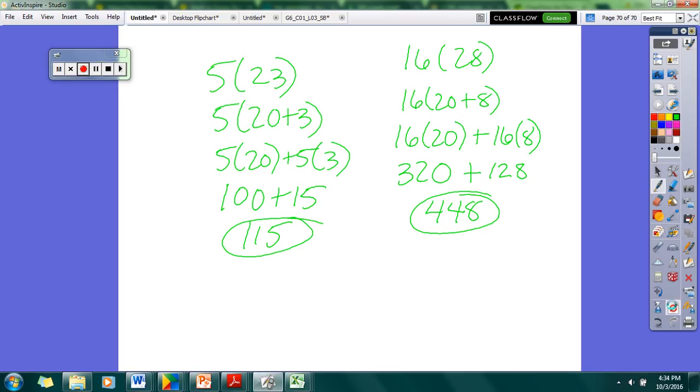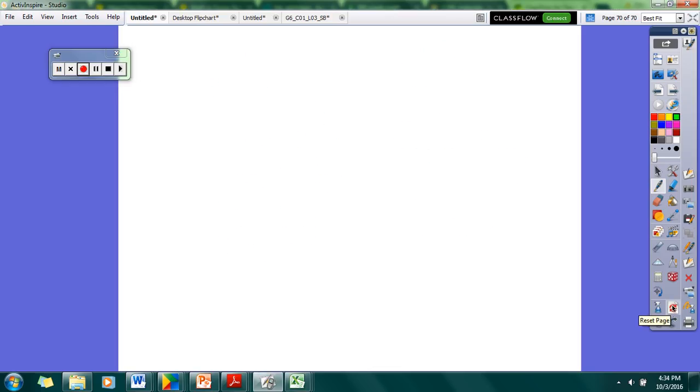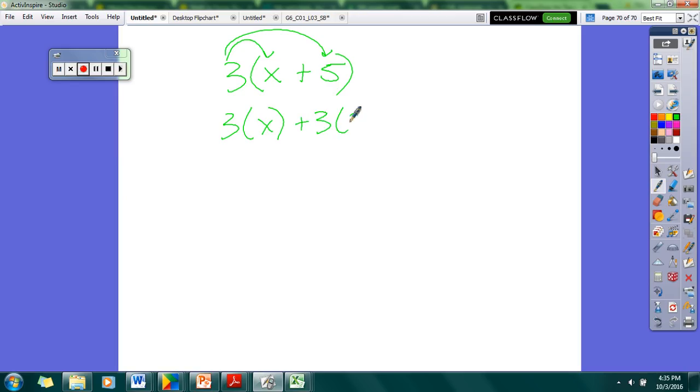Now I'm going to go to the next type of problem that you can use the distributive property for. So if I have 3 times x plus 5, I'm going to distribute the 3 to the x plus 5. So I'm just like I did before, the only difference now is I have a variable. So I'm going to distribute 3 times x, plus 3 times 5.